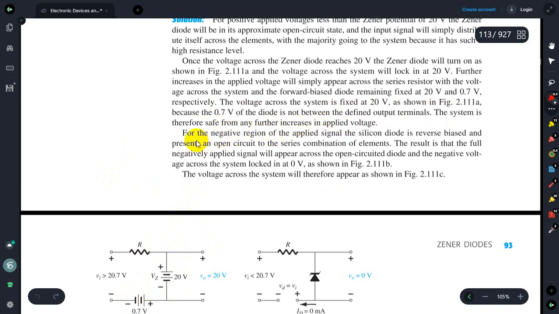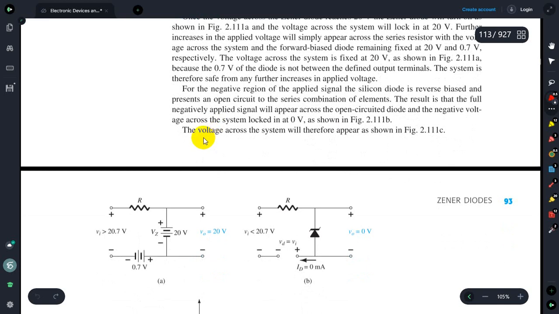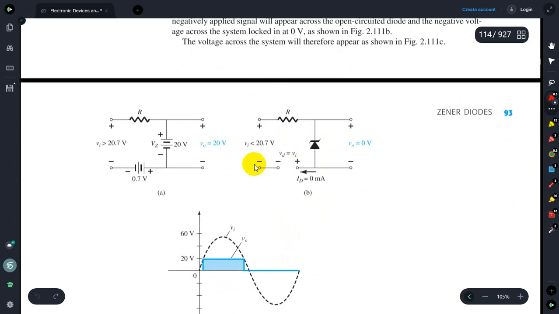For the negative region of the applied signal, the silicon diode is reverse biased and it is an open circuit, and presents an open circuit to the series combination element. The result is that the full negatively applied signal will appear across the open circuited diode, and the negative voltage across the system is locked at 0 volts, as shown in the figure.